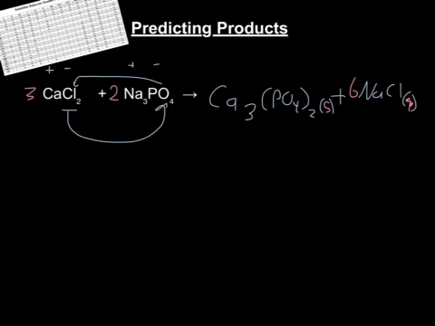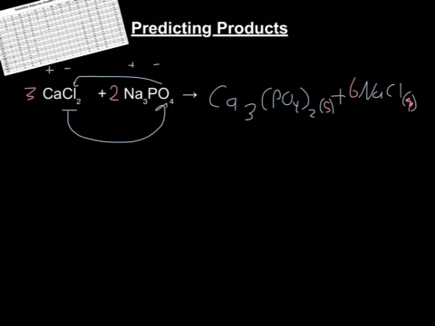So let's double check. We have 3 calciums, 3 calciums. We have 3 times 2, 6 chlorines, and we have 6 chlorines. We have 2 times 3, 6 sodiums, 6 sodiums. 2 times 1, 2 phosphates, 2 phosphates. That's all balanced.